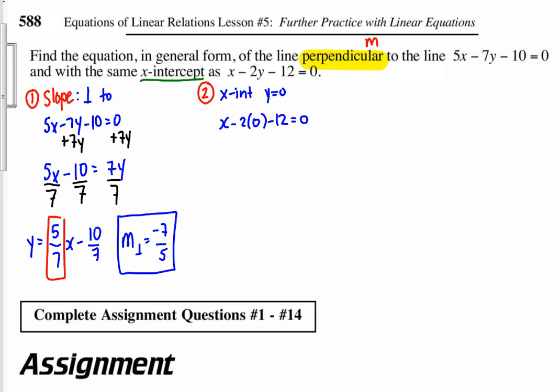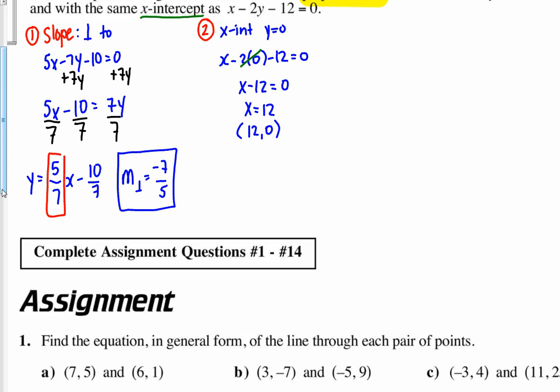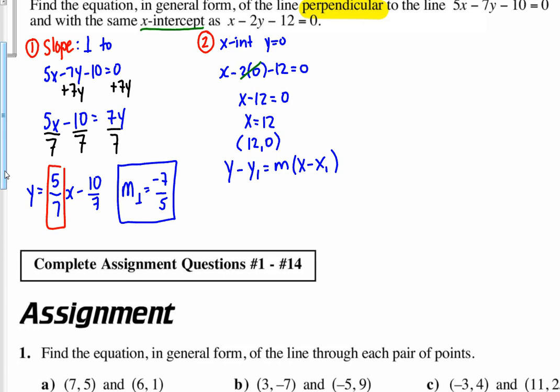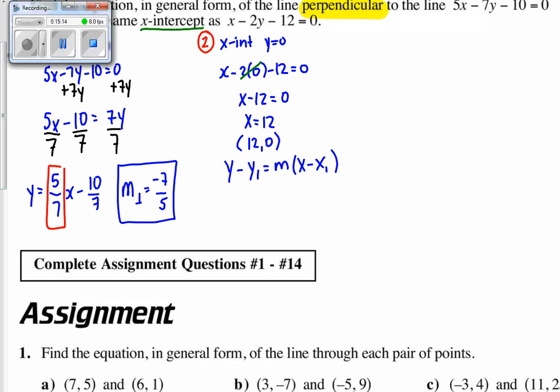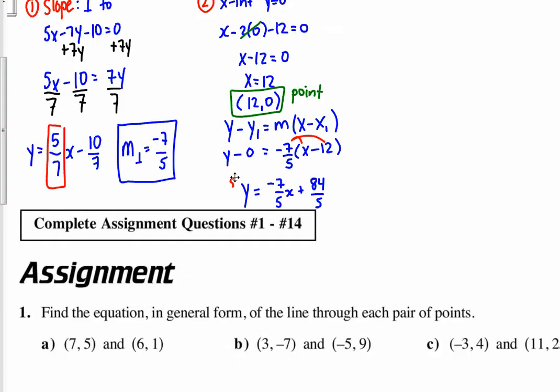Okay, x minus 2 times 0 minus 12. Well, negative 2 times 0 is just 0. So we're left with x minus 12 equals 0, or x equals 12. Add 12 to the other side. So that's the point, 12, 0. So now that I know a point, what formula are we going to use? Slope point. Okay, go ahead, plug it in, and I'd like you to make it in general form. Do the rest from here. Times everybody by 5.